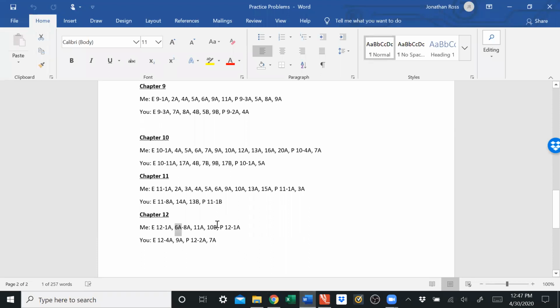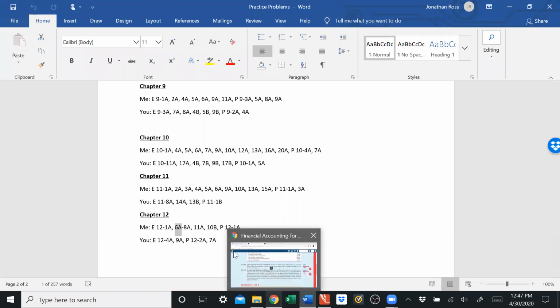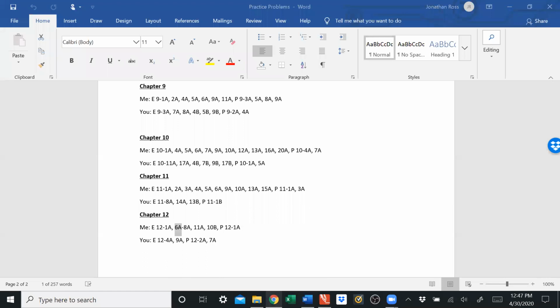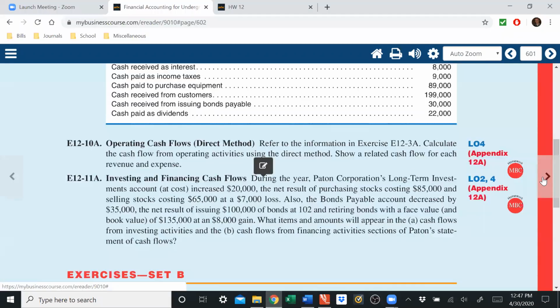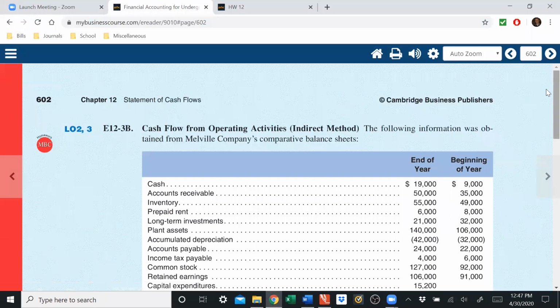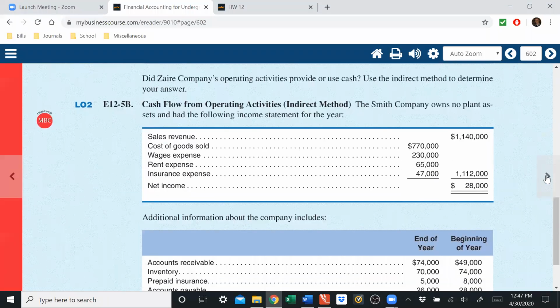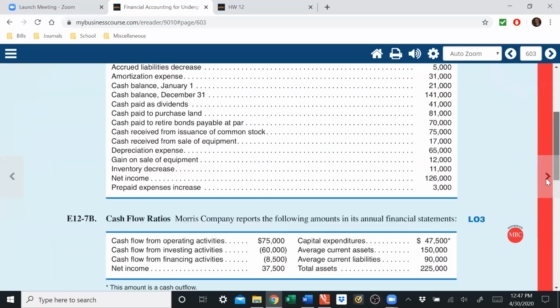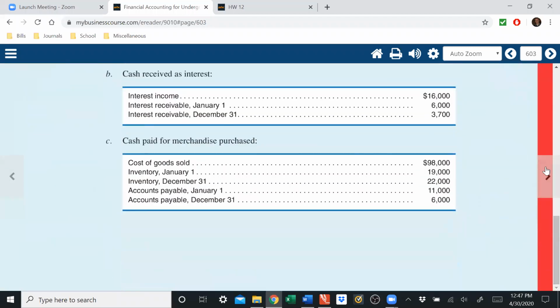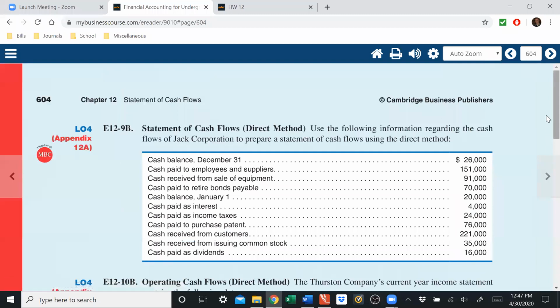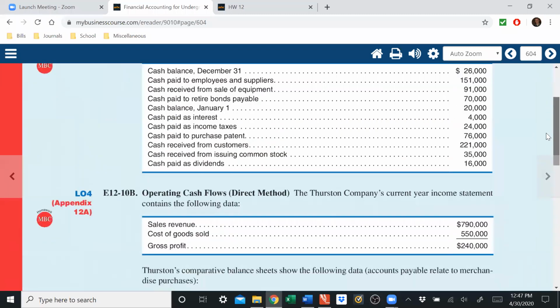Let's see, what is 10B? I'm thinking we should do problem 12-1A. Let's see, what's 10B? So we probably have enough time for one more, and then I want to wrap it up. You guys' attention spans might not be too long, especially when we're dealing with this type of material.